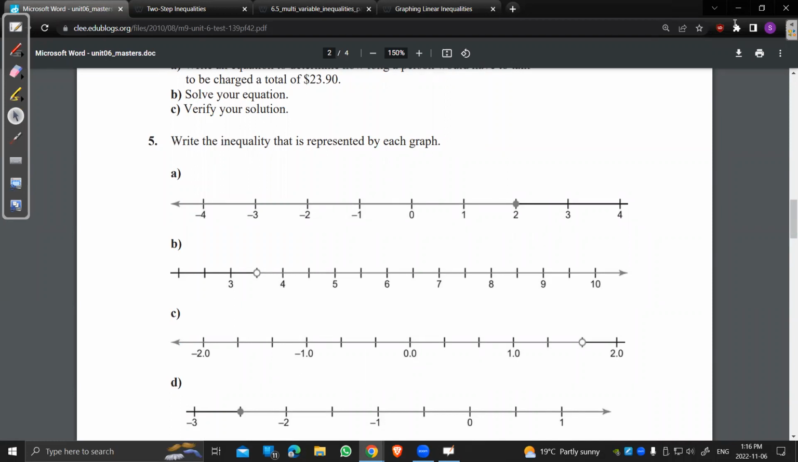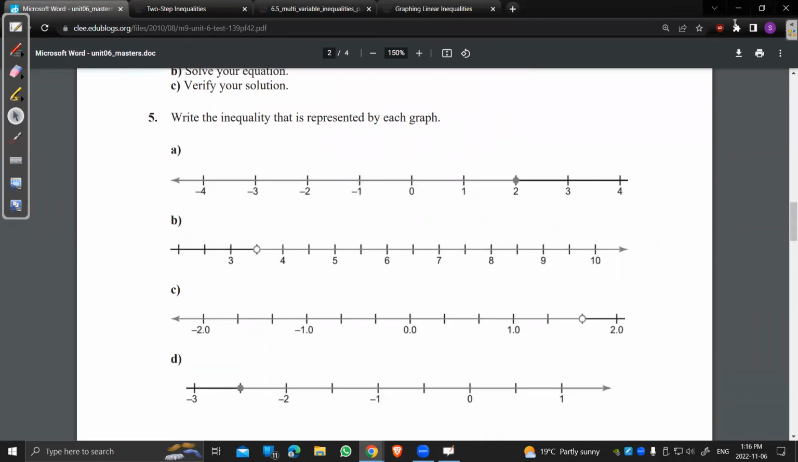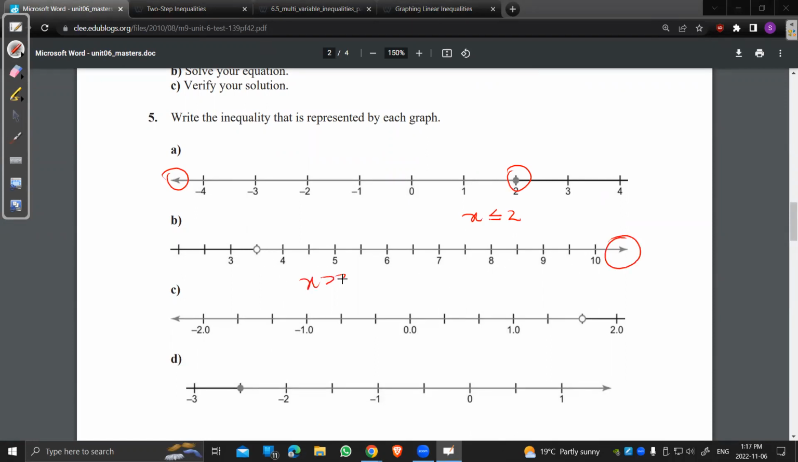What is going on here? Well, again, the number line question is very simple. For example, the first one, I see it's going left. Its starting point is 2. It's inclusive. So you can say x is less than or equal to 2, right? What will be the answer to B? Look at the arrow. Arrow is going right. 3.5. Yeah, that's it. x is greater than 3.5. These questions are super simple.